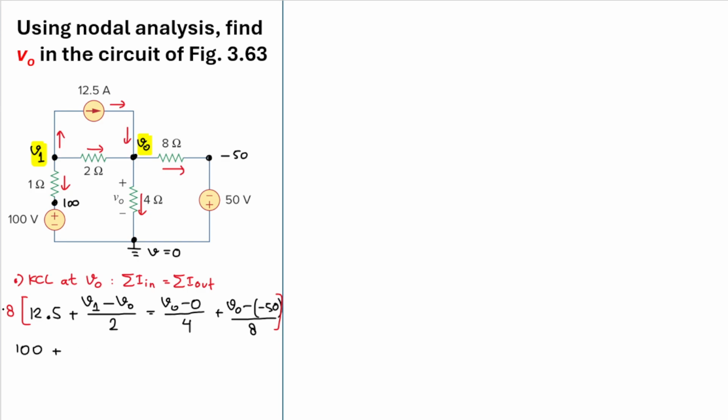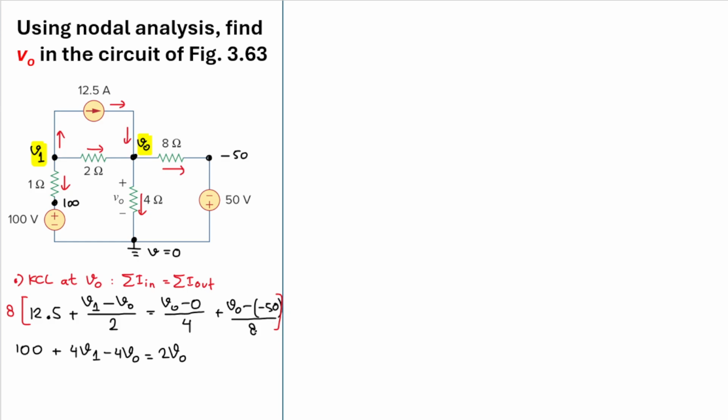Then 2 and 8 will cancel into 4. So I will have 4 multiplied by this numerator. So I will have 4v1, and then minus 4v0. Okay, and that will equal to 4 and 8 will cancel into 2. So I will have 2v0.